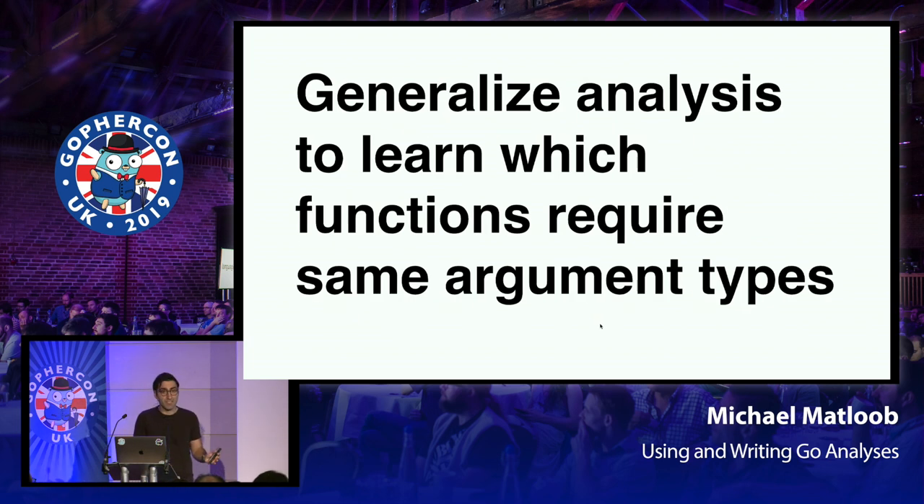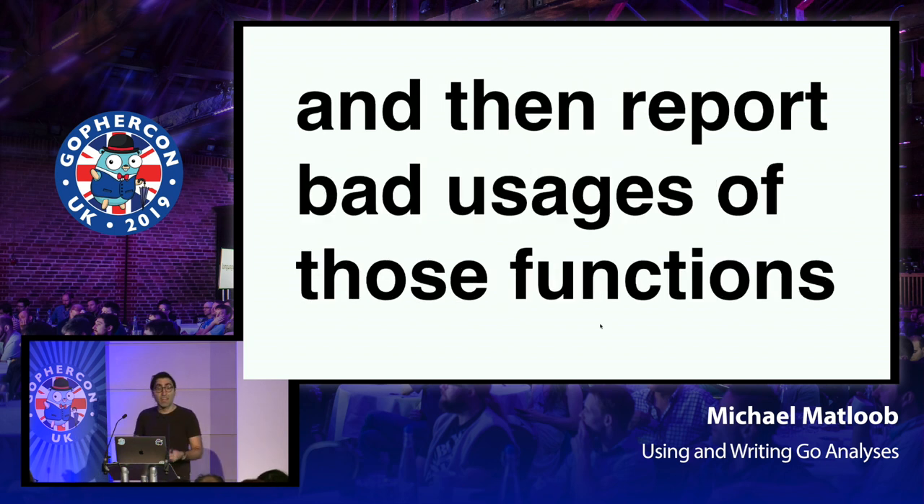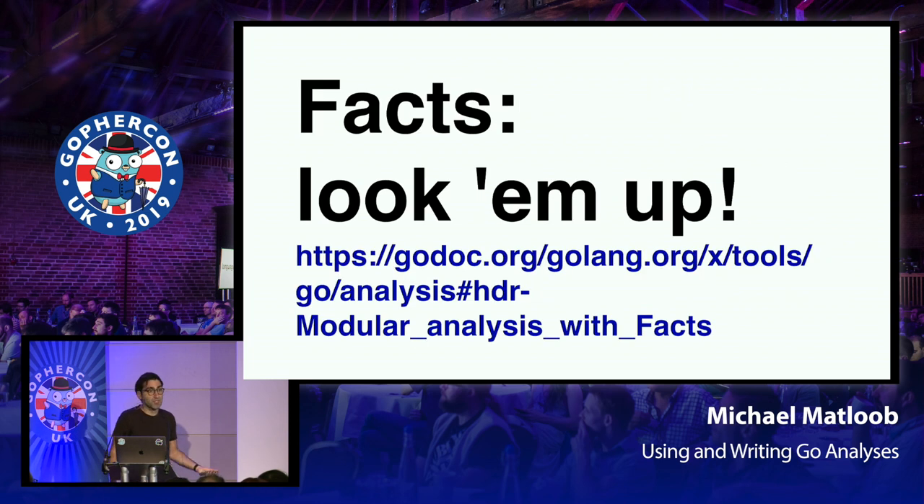So we can, for instance, use this to generalize the analysis that we wrote to learn which functions require the same argument types. And if our analysis determines that a function requires the same argument type, we can save a fact, an annotation, on that function. Then later, when we see any function that has that annotation on it, we can report bad usages of those functions. So those are facts.